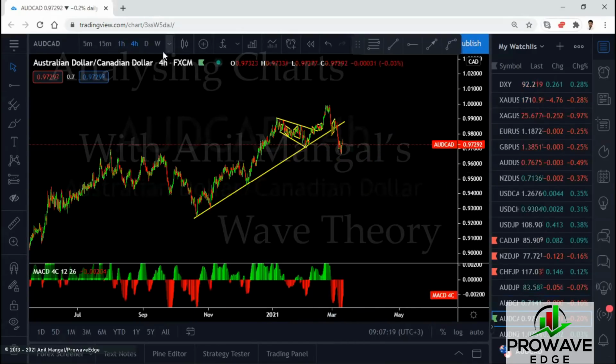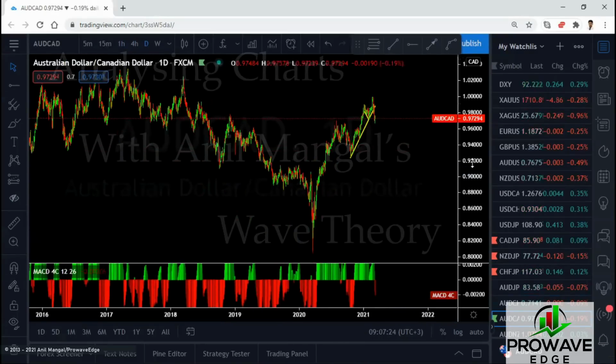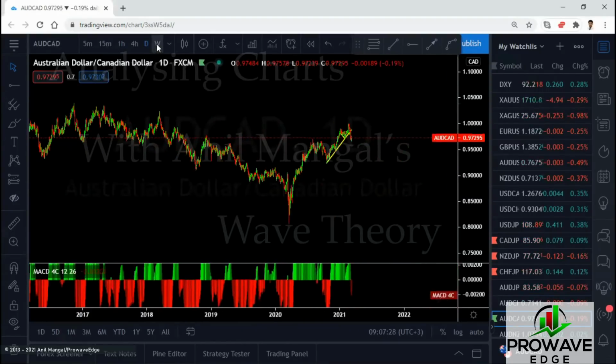Can this go back much lower than that? Not necessarily. Oh, it's possible, but not with this sharp move here. No, we don't have any sharp move there. Let me see the weekly.